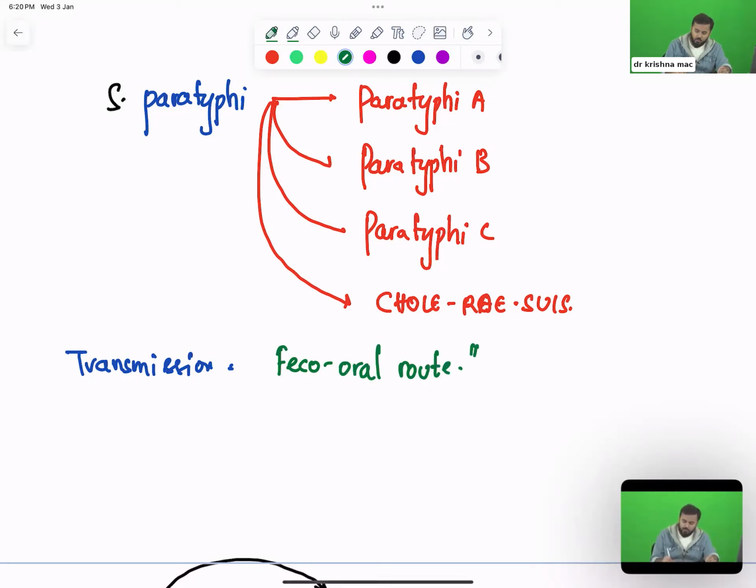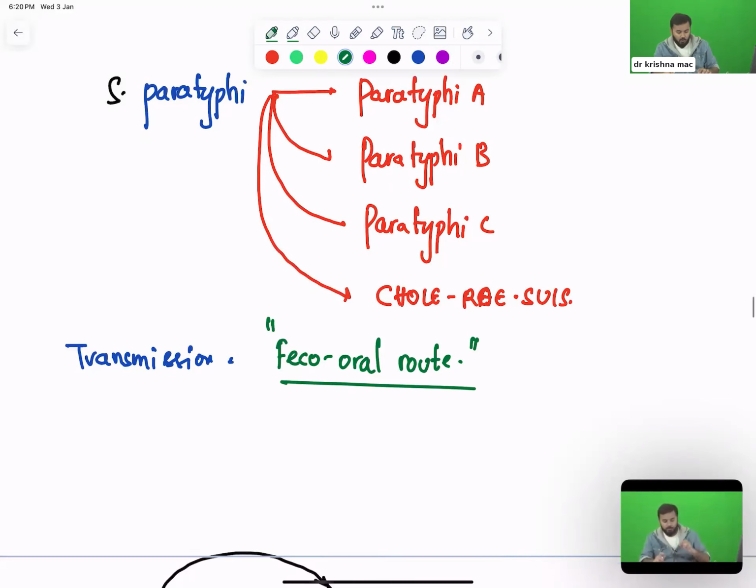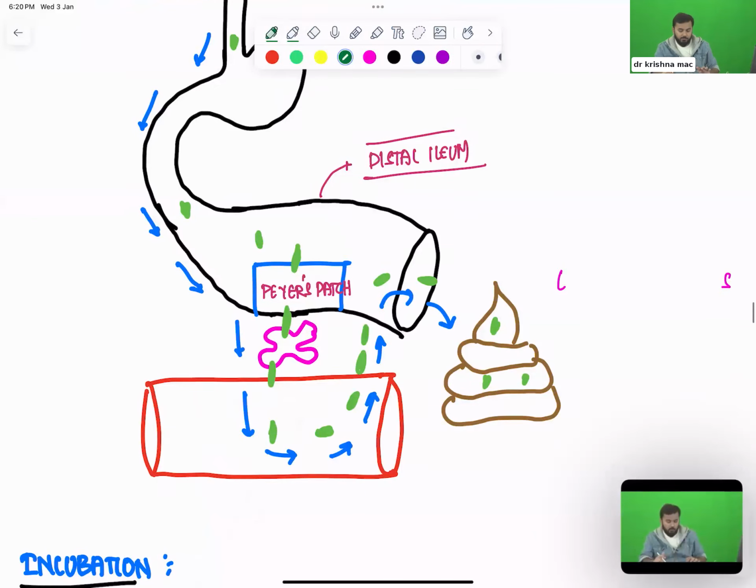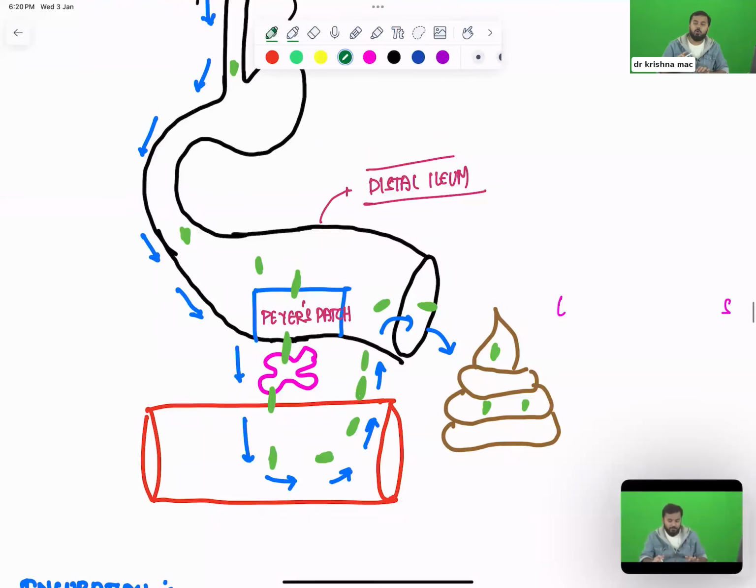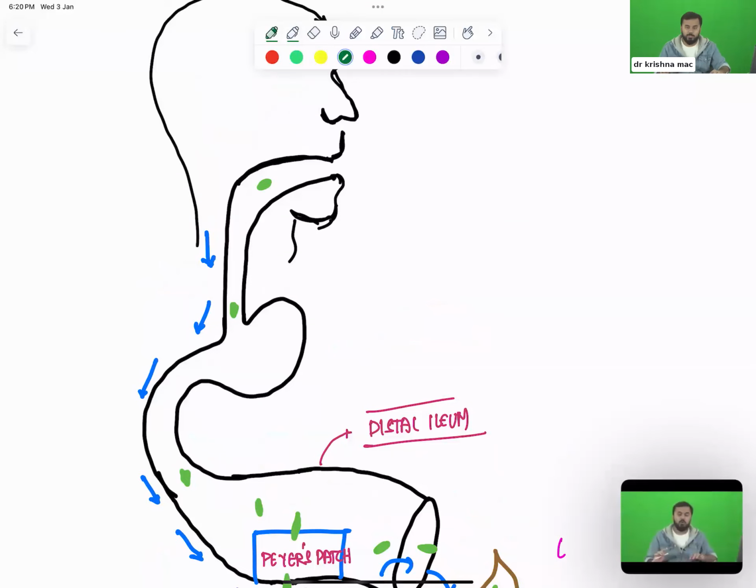Transmission is by the fecal-oral route. This is the way of transmission, right? Pathophysiology here is extremely important. What is the pathophysiology? I'm going to tell you now. All of you just look at this particular picture. Now, in this, what is going to happen? Just follow this picture here.